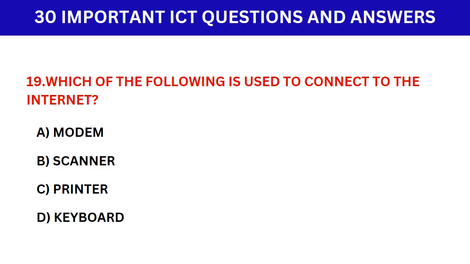Question number 19. Which of the following is used to connect to the internet? Option A, modem. Option B, scanner. Option C, printer. Option D, keyboard. The right answer is option A, modem. A modem helps connect a computer to the internet.